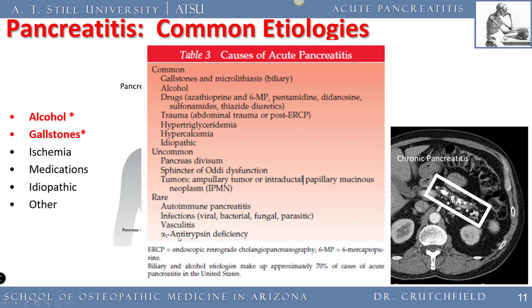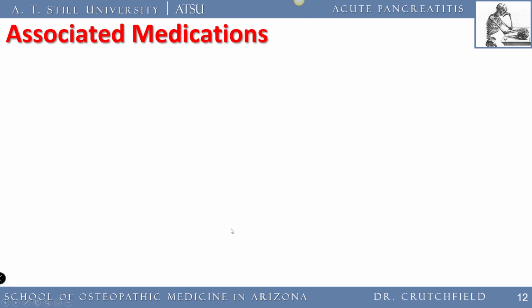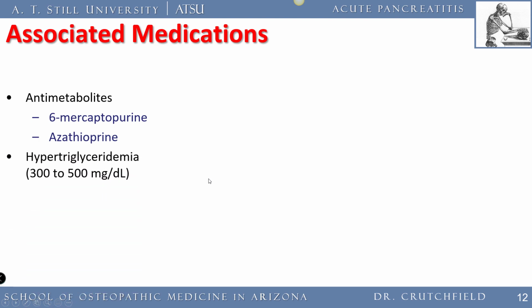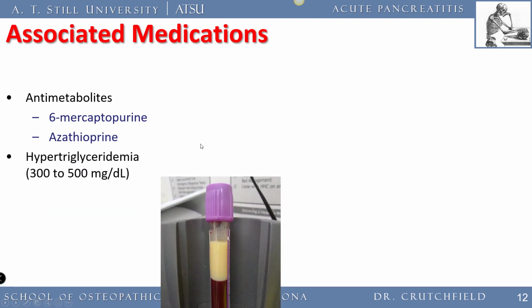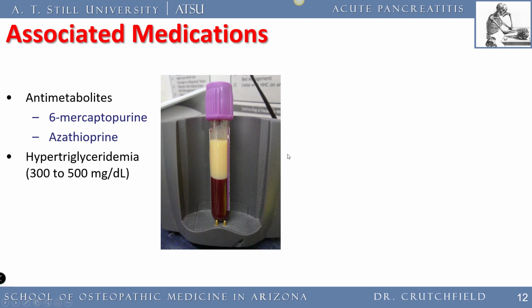We didn't talk about alpha-1 antitrypsin deficiency, vasculitis. I've actually never seen any of these. I've seen lots of chronic pancreatitis and acute pancreatitis. So there's a couple of medications that can bite us. 6-mercaptopurine and azathioprine. These are medications that are often used to treat cancer. They have an evil side effect of causing pancreatitis.